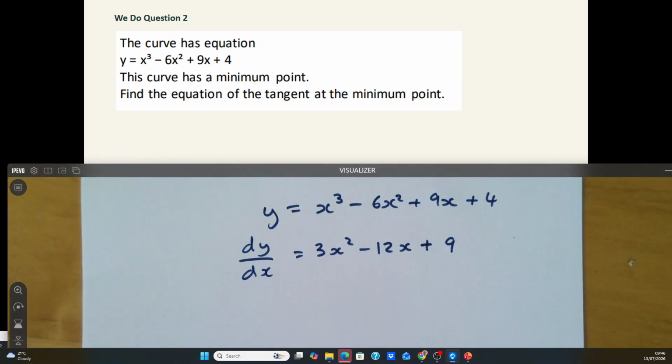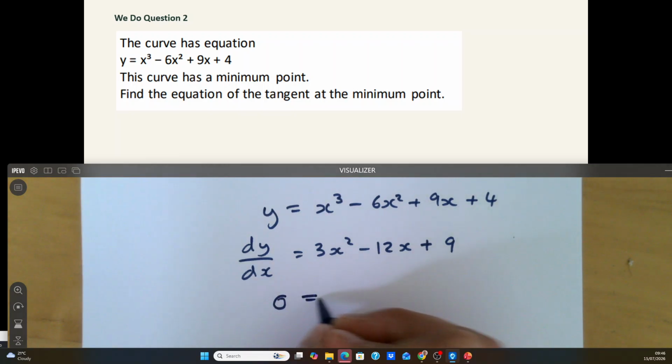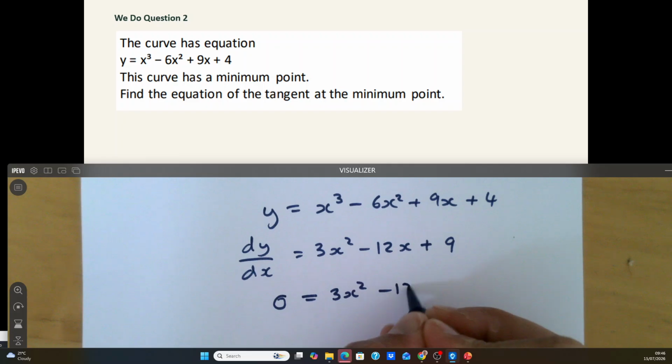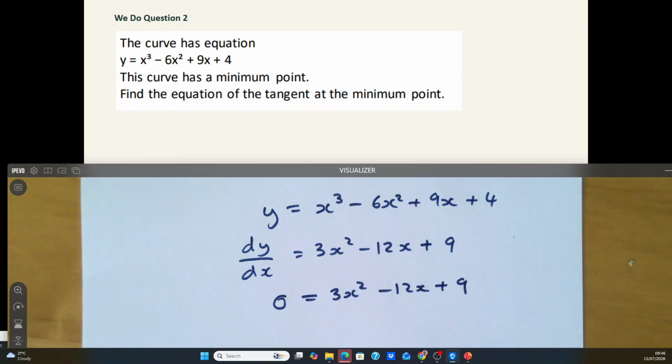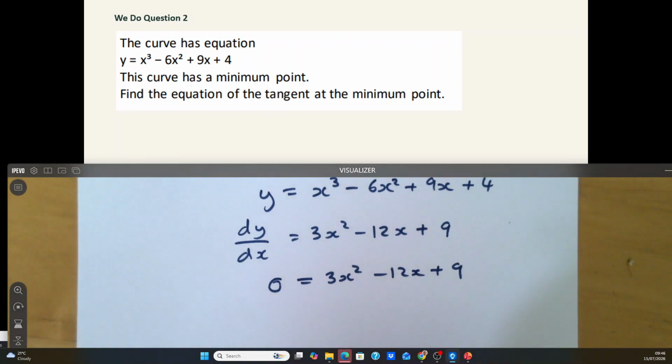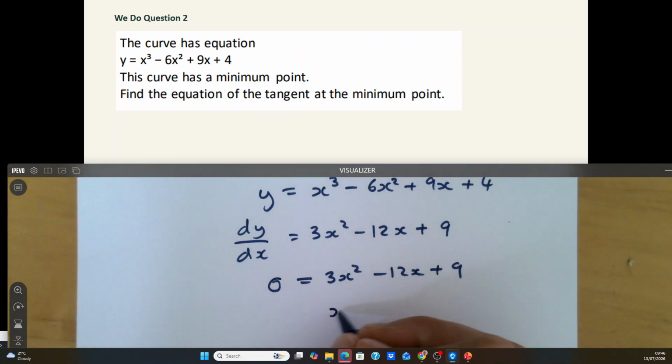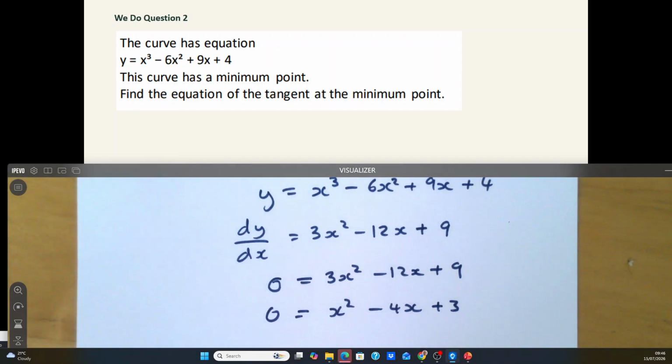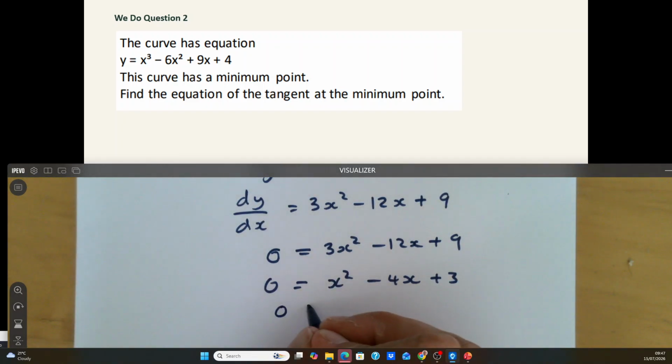Hopefully you've got that. What do I have to do now? What do I know? dy by dx must equal 0, the gradient at a minimum is 0. So find x. How are you going to find x? That's right, you're going to solve that. So what's the first stage? All of those are a multiple of 3. That factorises.